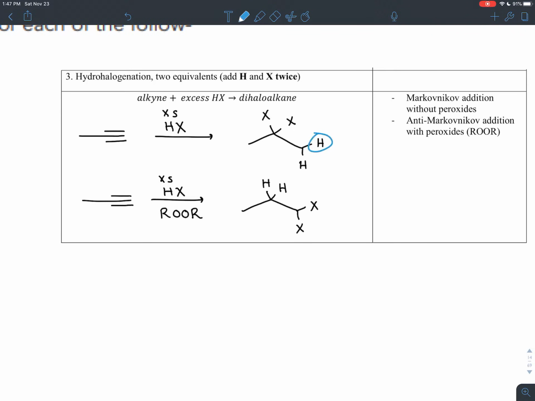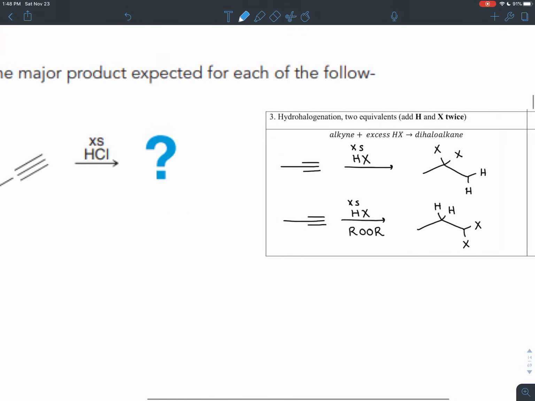So you add H and X, and H and X, and they go to the same positions, either Markovnikov or anti-Markovnikov. The fact that you add two means that you have to add excess of the reagent. Now those two letters are just standing for the English word excess. So it's sort of an abbreviated way of saying that. So you just have a whole bunch of the reagent, so it can add twice. And that's what's happening here.